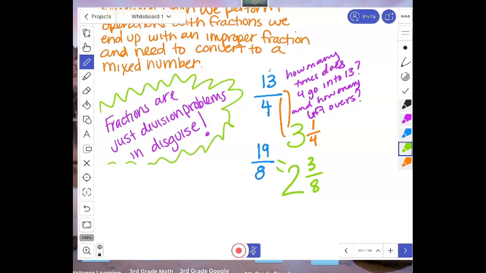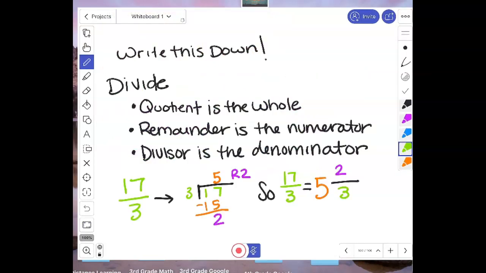Let's visualize it a little bit more. Write this down. Here's all you have to do. You have to divide. And the quotient you get, or the answer you get, is your whole number. The remainder that you end up with becomes your numerator, and your divisor becomes your denominator, which really means we're just keeping the denominator. So if I start with 17/3, I'm going to divide. How many times does 3 go into 17? It goes in 5 times. 5 times 3 is 15. I've got 2 leftovers.